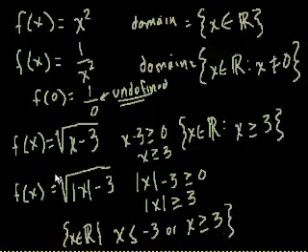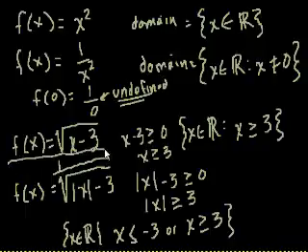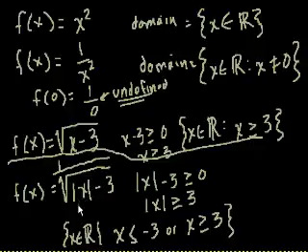Well, let me ask you a question now. Let's say instead of this, that was the denominator. So this is all a separate problem up here. So now we have 1 over the square root of the absolute value of x minus 3. So now how does this change the situation?